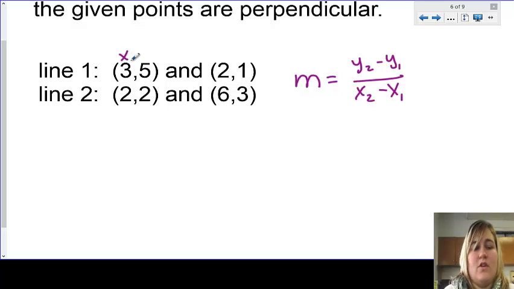I'm going to do line 1 first, so I'm going to label it, whoops, x sub 2, y sub 2. This is point 1, which is why I have my sub 1s. This is point 2, which is why I have my sub 2s.